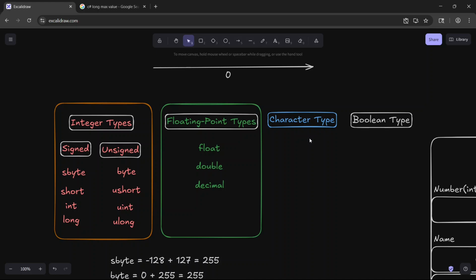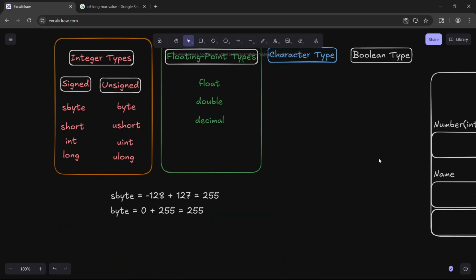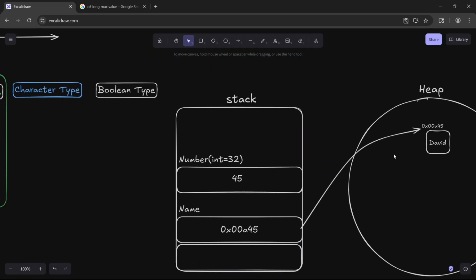Used to represent just one character. Unicode, which means symbols and numbers. You can represent numbers, symbols, and any letter, as long as you use a single quote, and as long as it's just one character. And then finally the Boolean type, which is of course true or false.